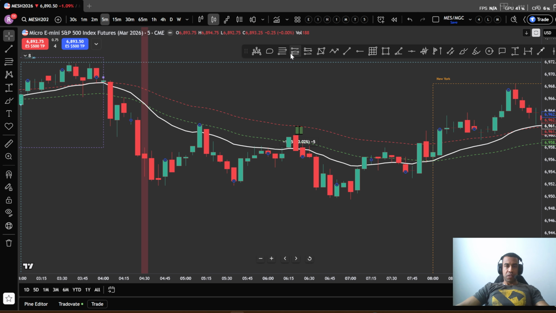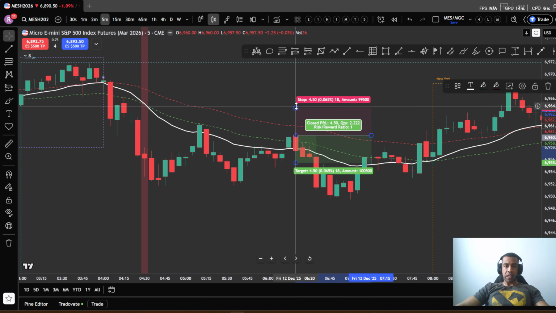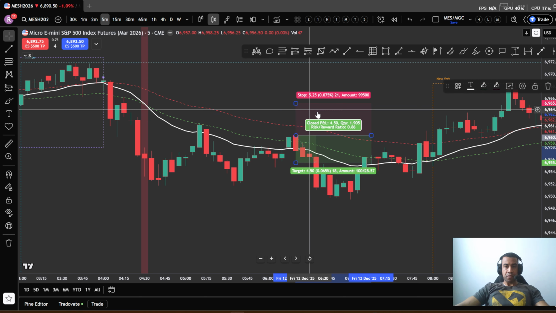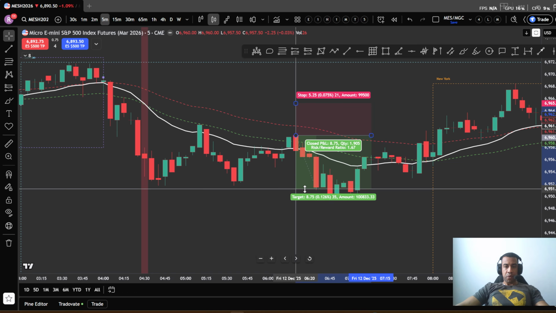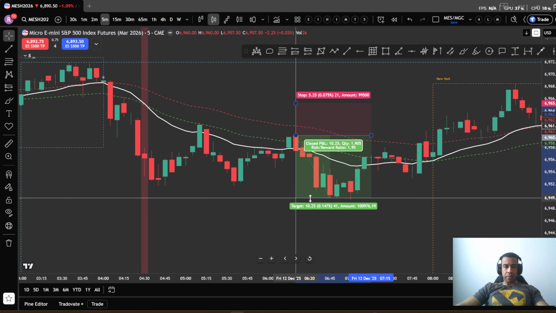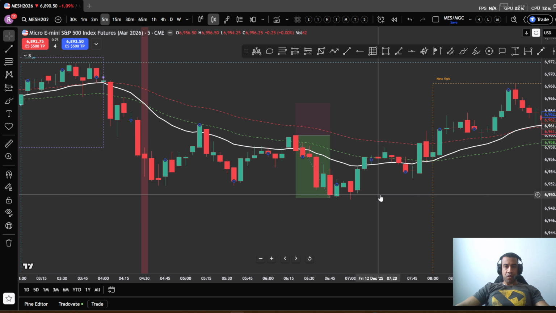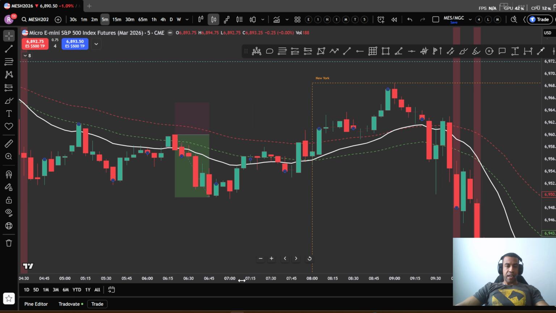And then with this strategy, you want to look for 10 points of reward, 5 point stop loss. So you go 5 points, 5.25 points for the stop, and you look for 10 points. Okay, so that's 10 points right there. Now that is it.